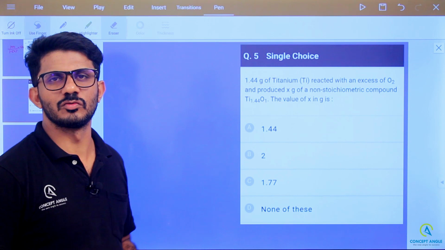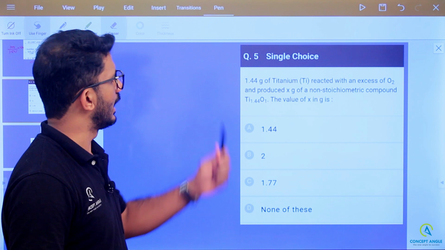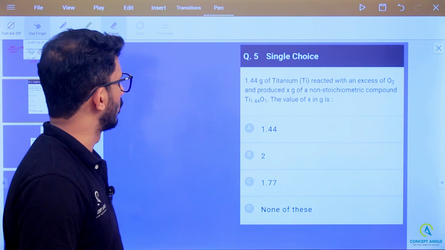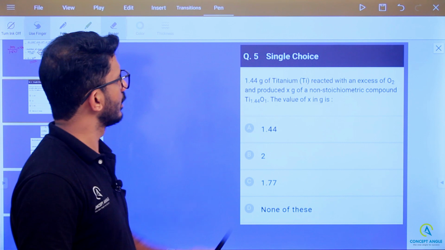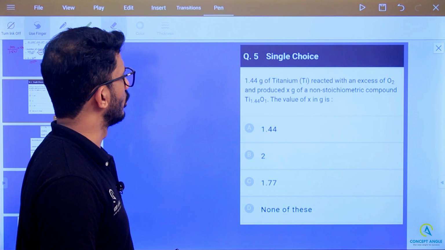Question number 5. 1.44 gram of titanium reacted with an excess of oxygen and produced X gram of a non-stoichiometric compound, titanium 1.44 oxygen. The value of X in gram. Mass aanu choichirikkunnathu. 1.44 gram of titanium reacted with an excess of oxygen and produced X gram of non-stoichiometric compound. The value of X in gram.